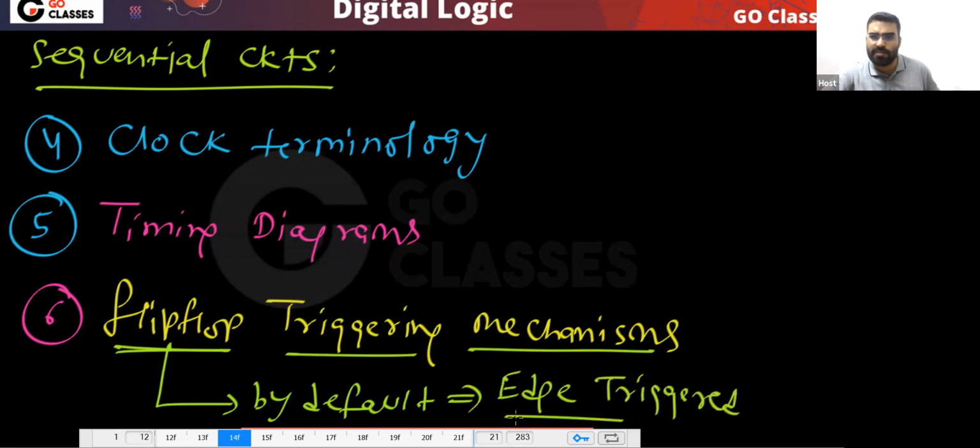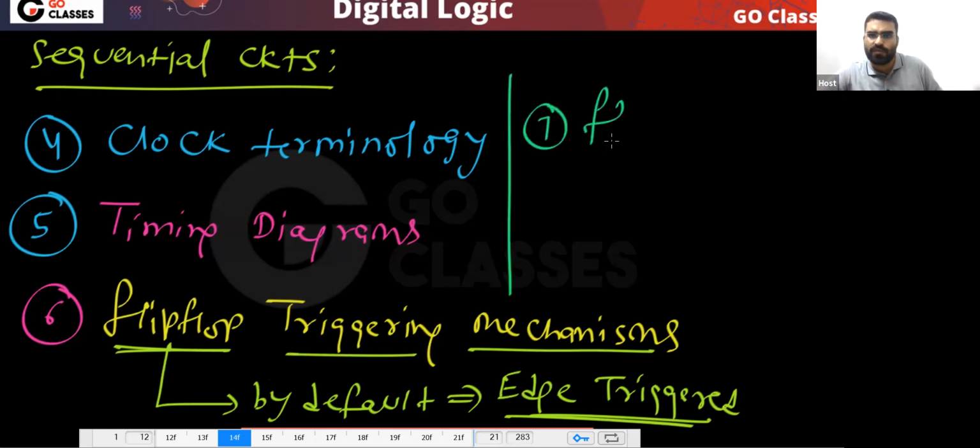So this edge triggering we have seen. Flip-flop conversion we have seen: how to convert one flip-flop to another, with many examples. And a very important thing we also saw: how to implement edge triggering, how to create a flip-flop which is edge triggered.